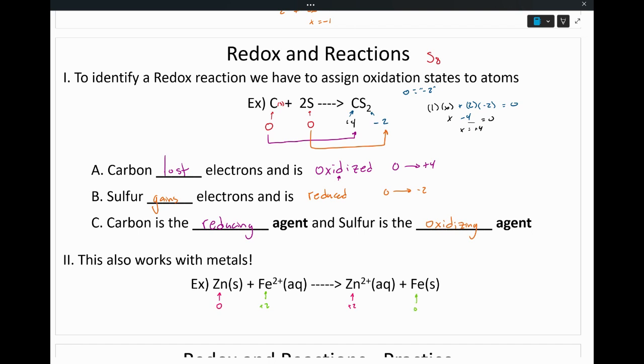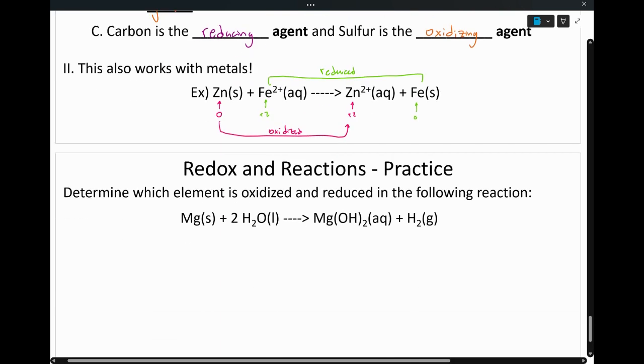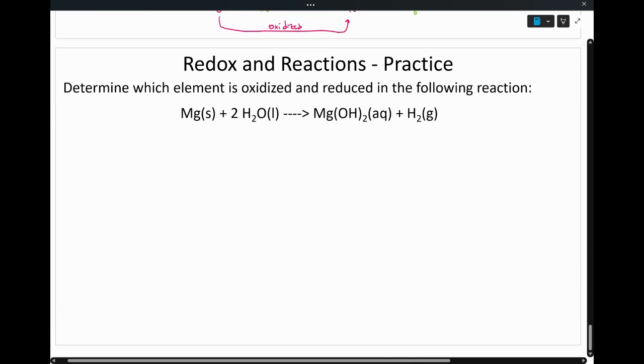We draw little lines. Zinc goes from 0 to +2, so we can conclude that it has been oxidized. And then iron goes from +2 to 0. It has become more negative, so it is then reduced. Okay? And so let's go ahead and practice this with a slightly more complicated example. So here we have a reaction, and we're just going to go ahead and assign oxidation states.